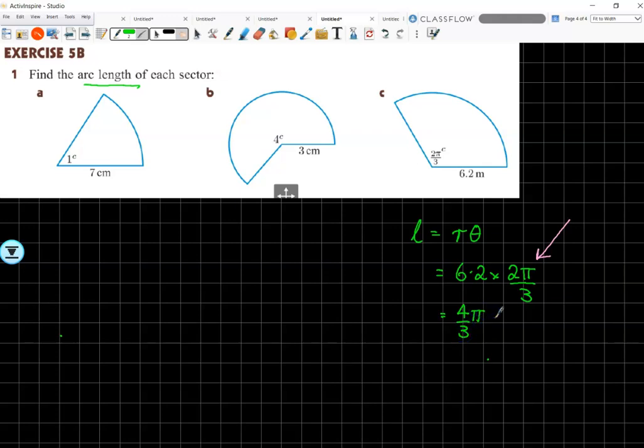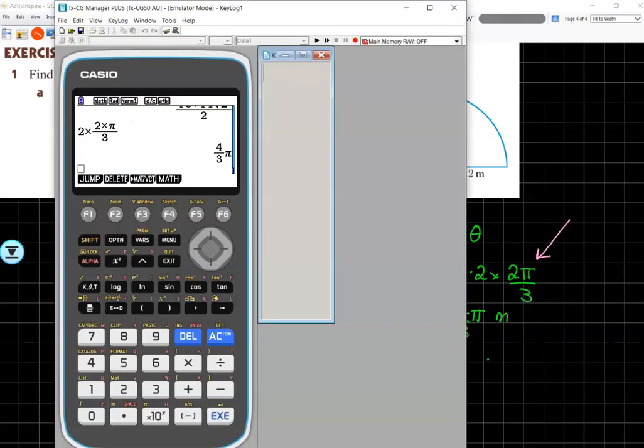And I'm going to say meters. If the question said put it to 2 decimal places or 3 decimal places or significant figures.